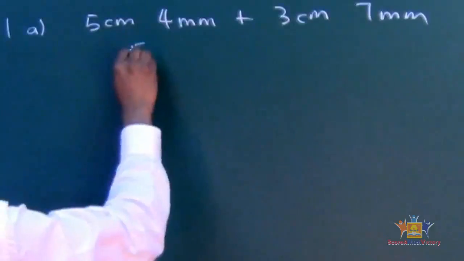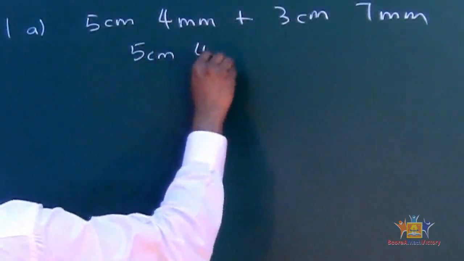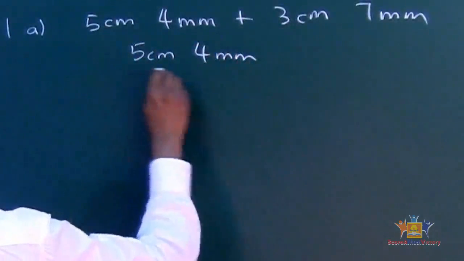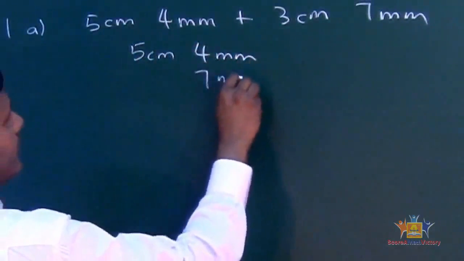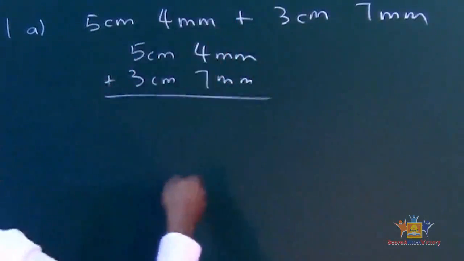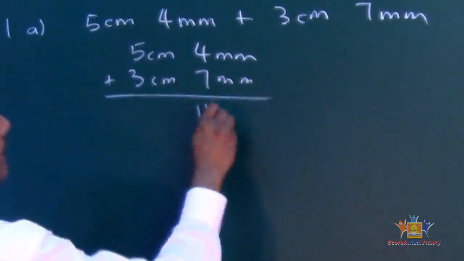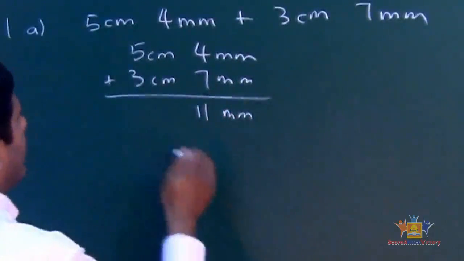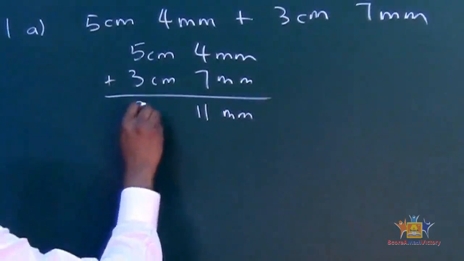So we're going to take 5 centimeters and 4 millimeters, and then we're going to bring this one, write down 7 millimeters and then 3 centimeters. So we're going to add them. Okay, so 4 plus 7 is 11 millimeters. Now 5 plus 3 is 8 centimeters.